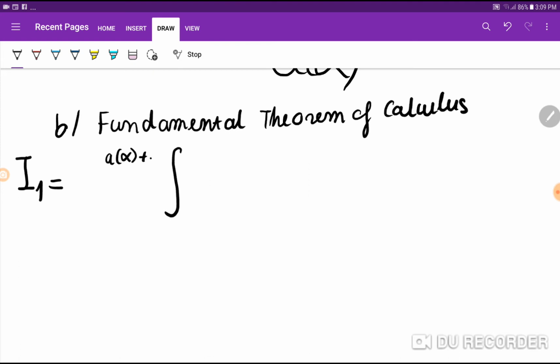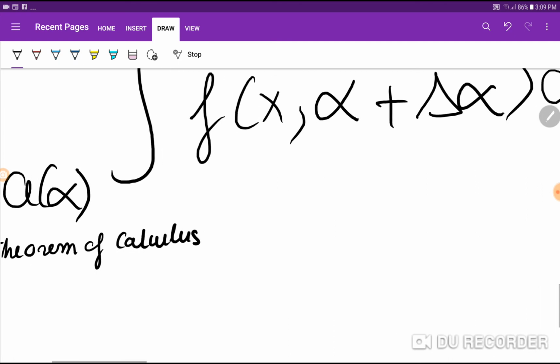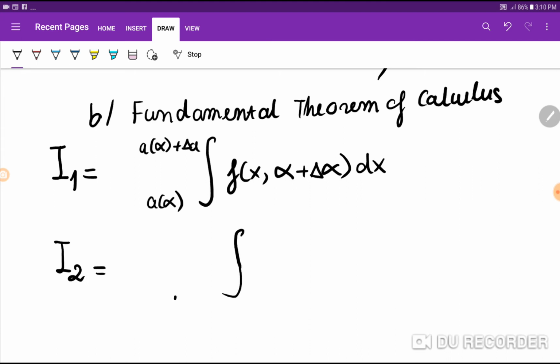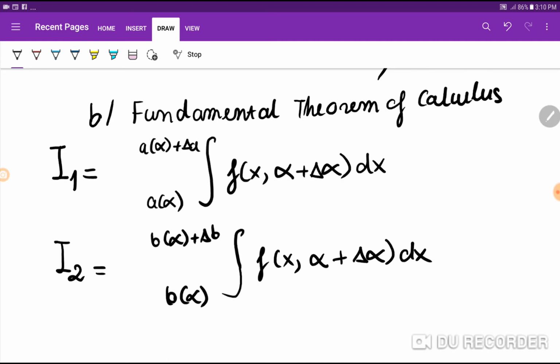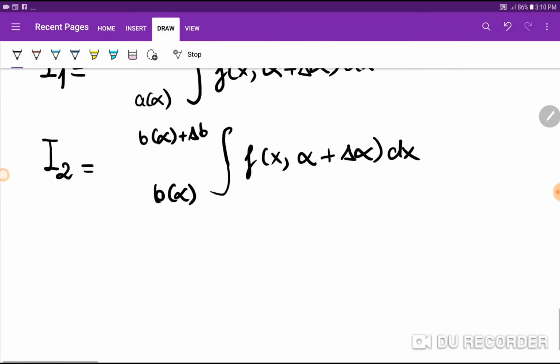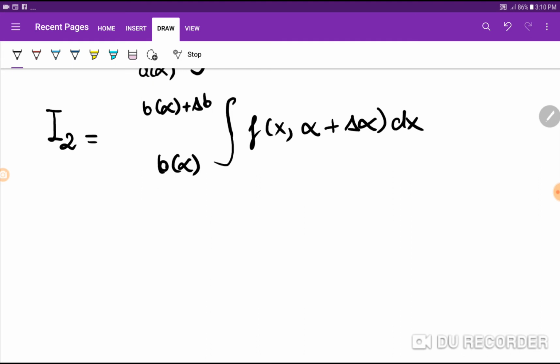The integral from A(alpha) to A(alpha) plus delta A of f(x, alpha plus delta alpha) dx. I'm just going to copy it. The second integral is this guy: the integral from B(alpha) to B(alpha) plus delta B of f(x, alpha plus delta alpha) dx. So we need to calculate these two using the fundamental theorem of calculus. Now, what is the fundamental theorem of calculus?